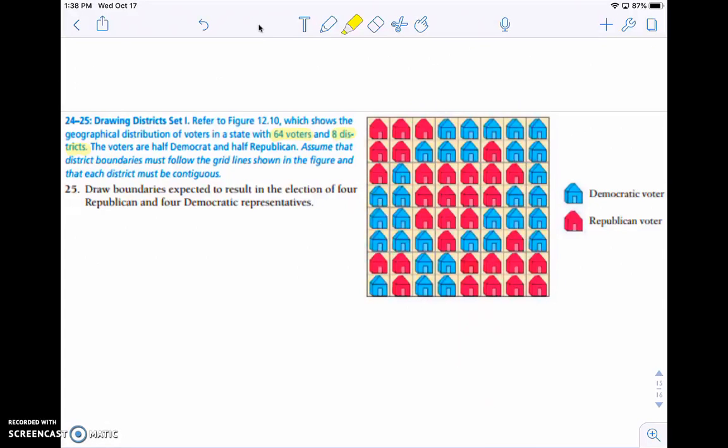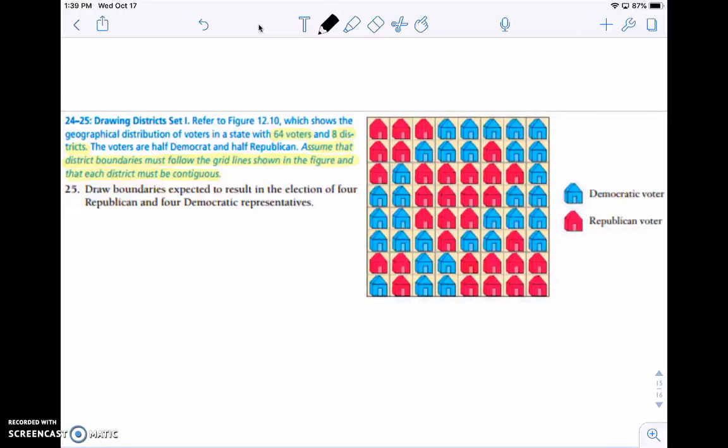And we're making the assumption that the district boundary lines must follow the grid lines, and each district must be contiguous, meaning that you can't break them apart. Like I can't say this district 1 is going to be those 2 corners right there. They've got to be touching, and they've got to follow the grid lines. So, as you follow the grid lines, you can't do diagonals like this and say there's 4 and then here's 4 more. You can't do something like that because that's not following the grid lines. So those are our restrictions there.